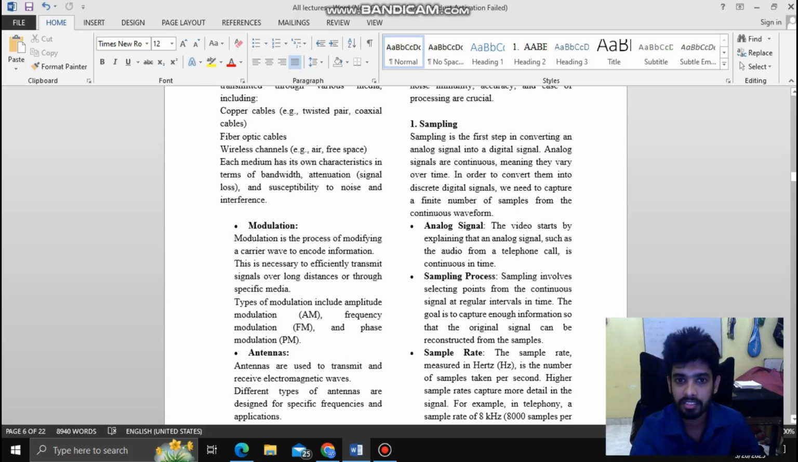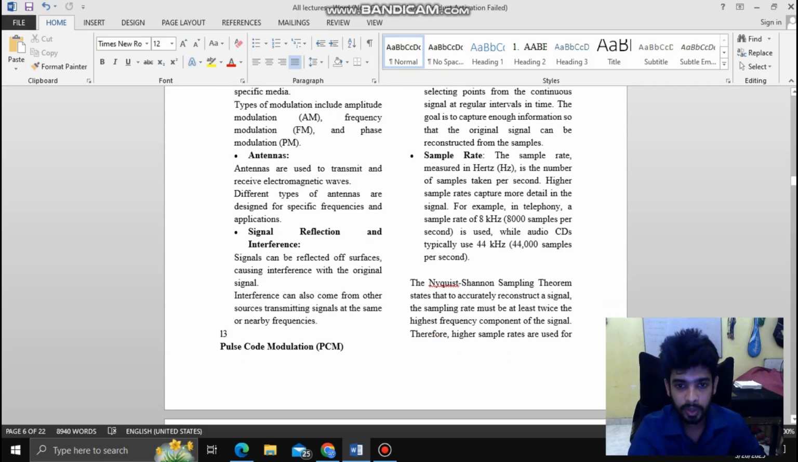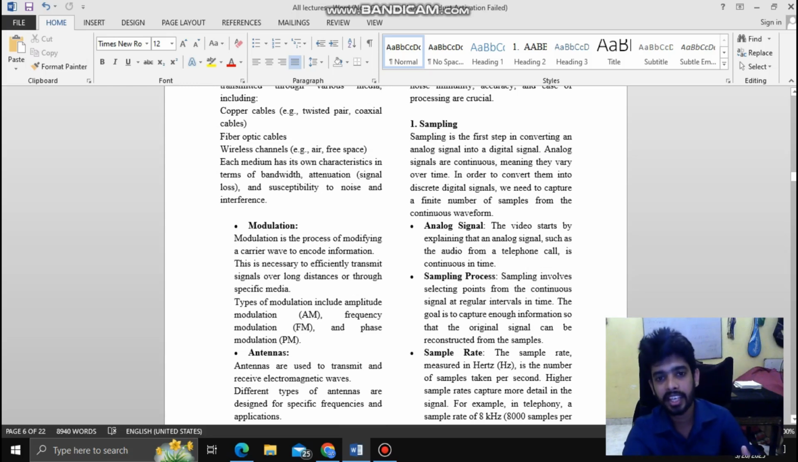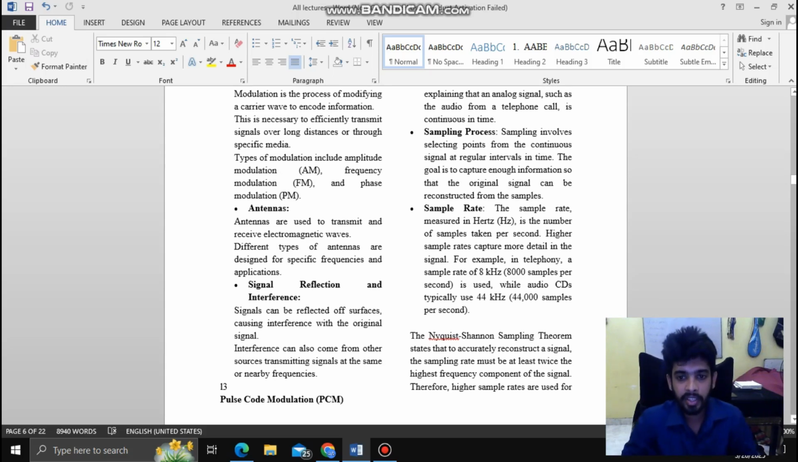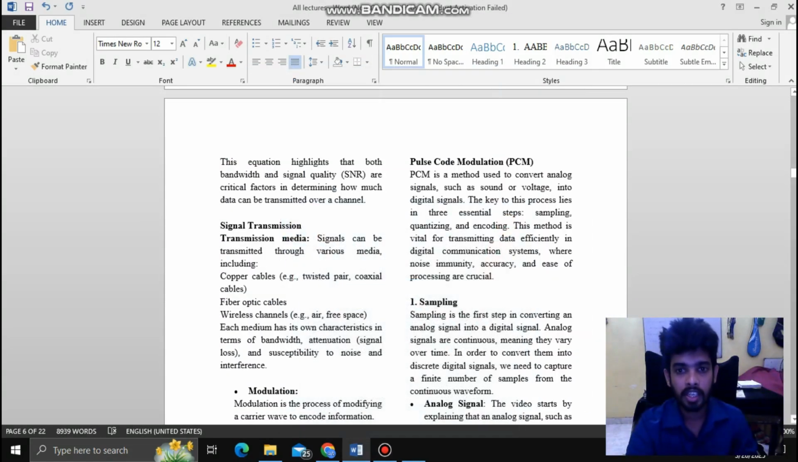The calculation, okay. Then the next part, sampling. It is the first step in converting analog into digital. In order to communicate, sometimes we need to convert analog signals into digital and digital into analog, both ways, vice versa. So the first step in that is sampling. Next we will be discussing PCM, or pulse code modulation.